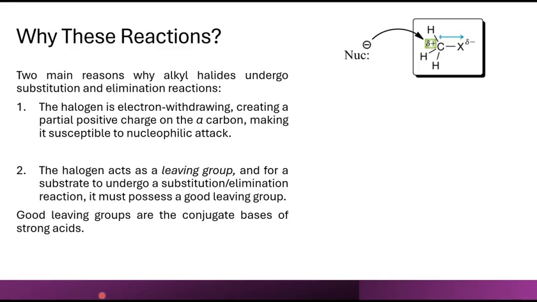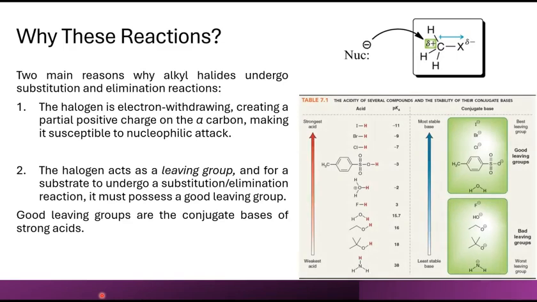Good leaving groups are the conjugate bases of strong acids. Recall that strong acids have pKa values that are low, and weak acids have pKa values that are high. If we consider their conjugates, the conjugates are going to be very stable, and that's why the acids are very strong, because the conjugate bases are stabilizing that negative charge.